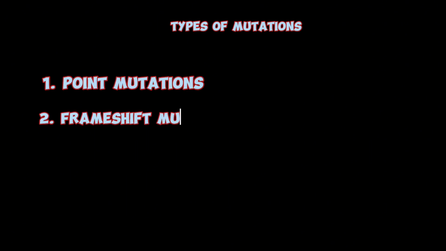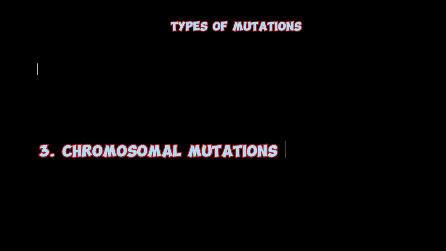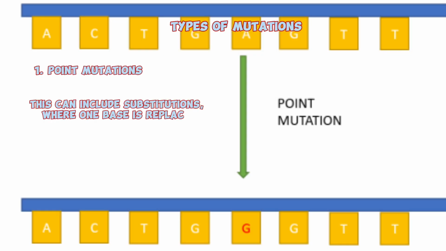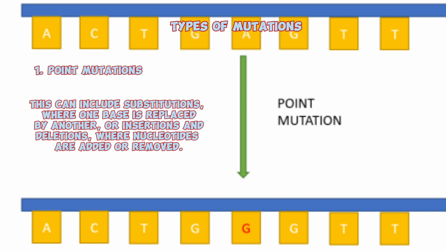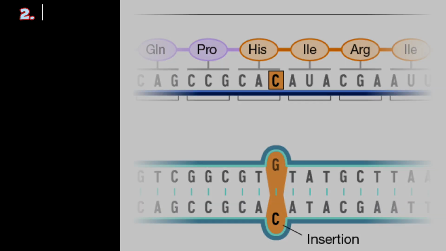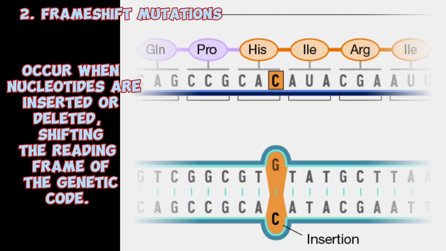There are three types of mutations: point mutations, frame shift mutations, and chromosomal mutations. Point mutations involve changes in a single nucleotide. This can include substitutions where one base is replaced by another, or insertions and deletions where nucleotides are added or removed. Frame shift mutations occur when nucleotides are inserted or deleted, shifting the reading frame of the genetic code. This can have significant downstream effects on the resulting protein.